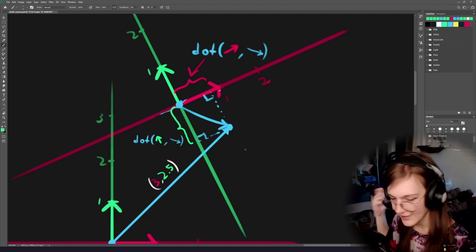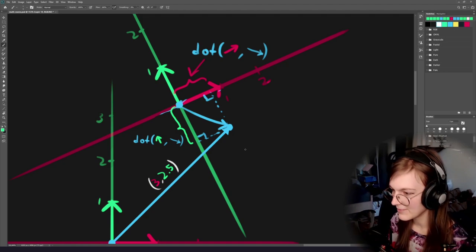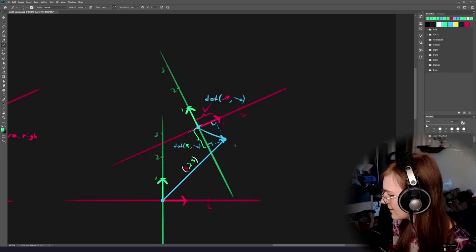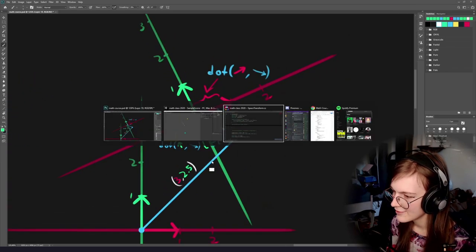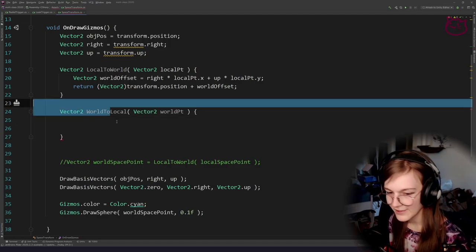All right, I guess we should also actually implement this, because now we've just written a bunch of diagrams and it's not super practical. So let's write this function.